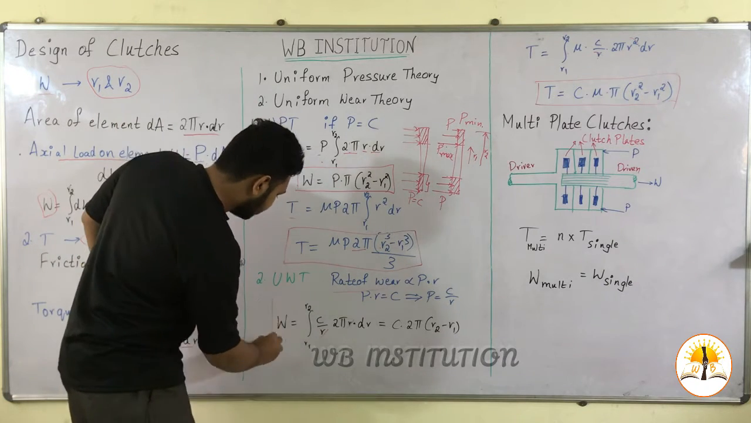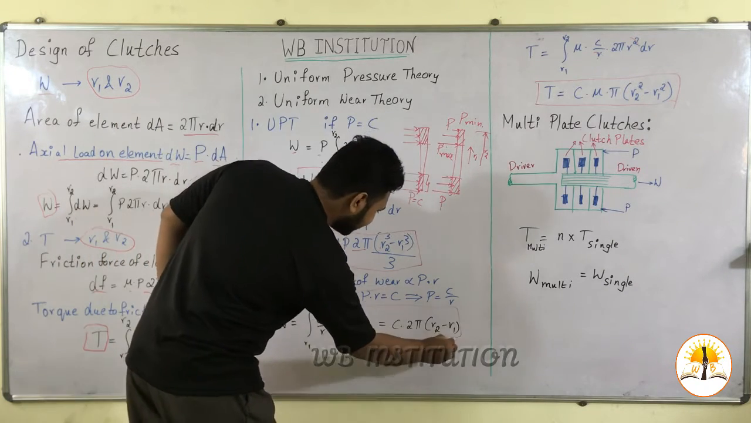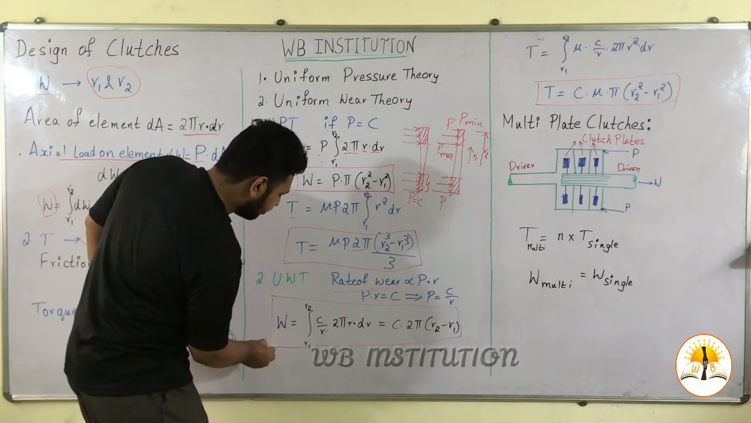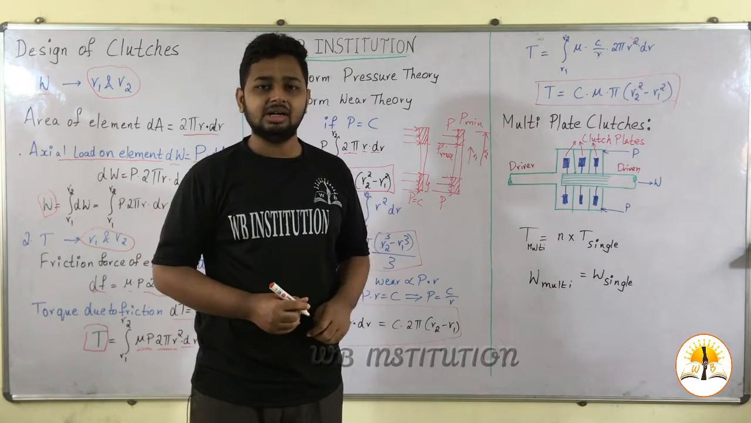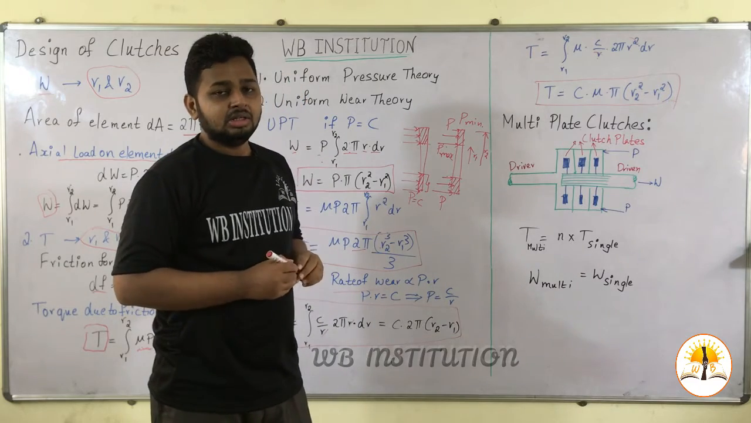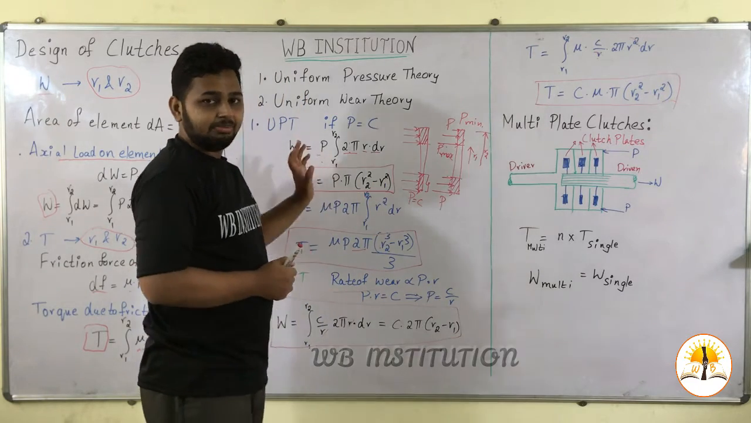All these 4 equations, that is, under uniform wear theory and uniform pressure theory, for the values of axial load and the torque transmitted in the clutches. So this is entirely about single plate clutches.